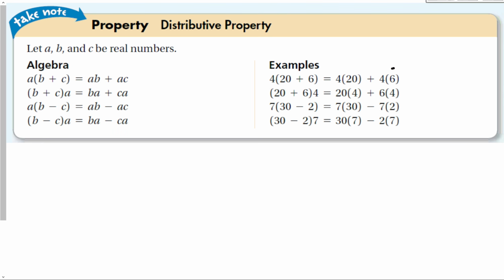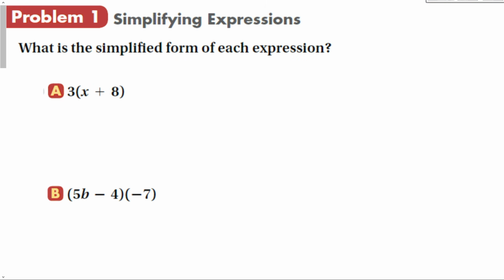And here are my examples with numbers. We can see that 4 times 20 plus 6, of course, is 4 times 26, but we can also take it as 4 times 20 plus 4 times 6, and that will give us the same answer. So, let's try some problems.